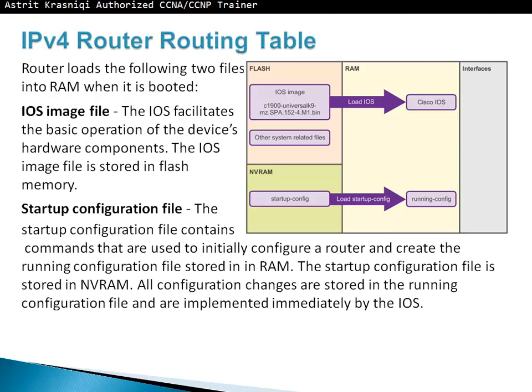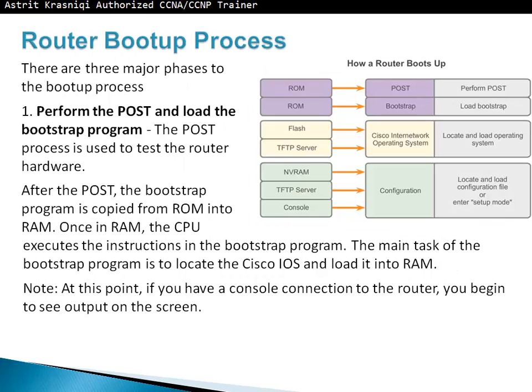The router loads the following two files into RAM when it's booted. When you boot, the IOS, or operating system, is copied from the flash, from the permanent storage, into RAM, the whole IOS. And then the startup configuration file is copied as well from NVRAM to RAM. When the IOS is copied from flash into RAM, it's called the running IOS. When the startup configuration file is copied from NVRAM into RAM, it's called the running configuration file.